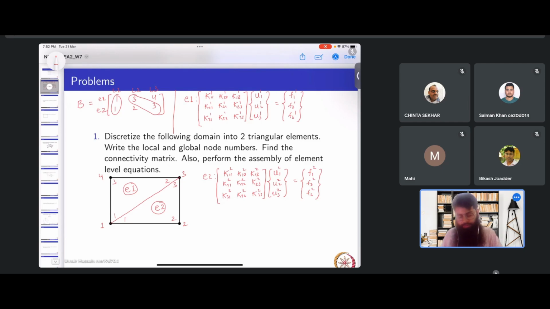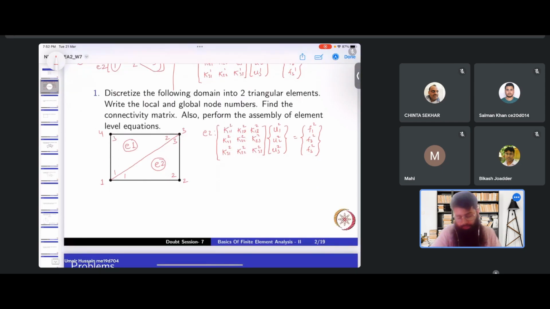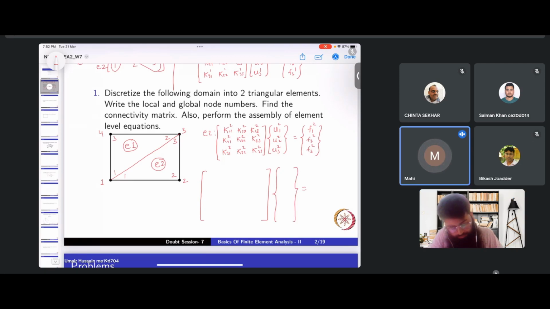Okay, then we have to write a global matrix. So what should be the size of our global stiffness matrix? Four cross four, sir. Yes, right, since we have a total of 4 nodes, U1, U2, U3, U4.